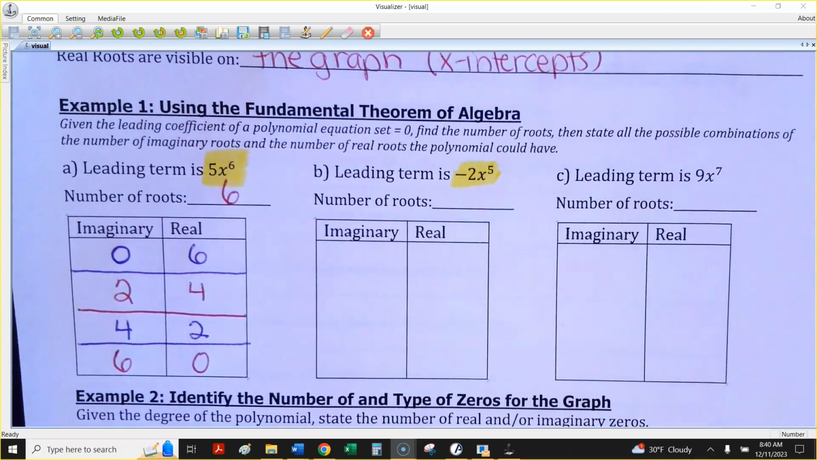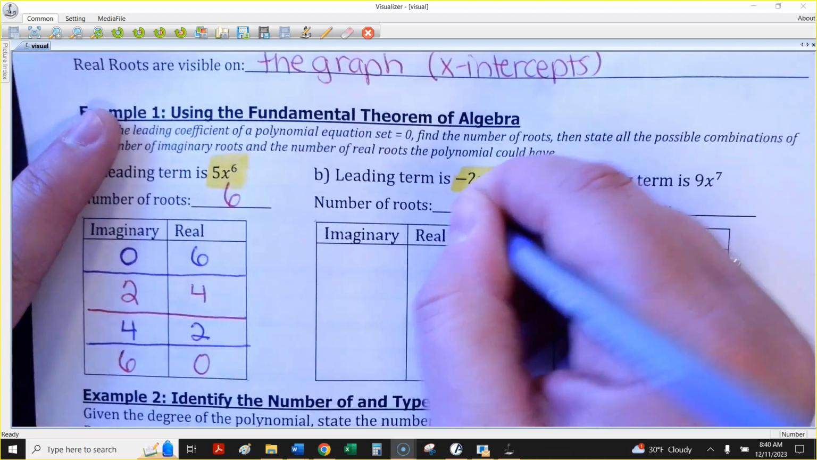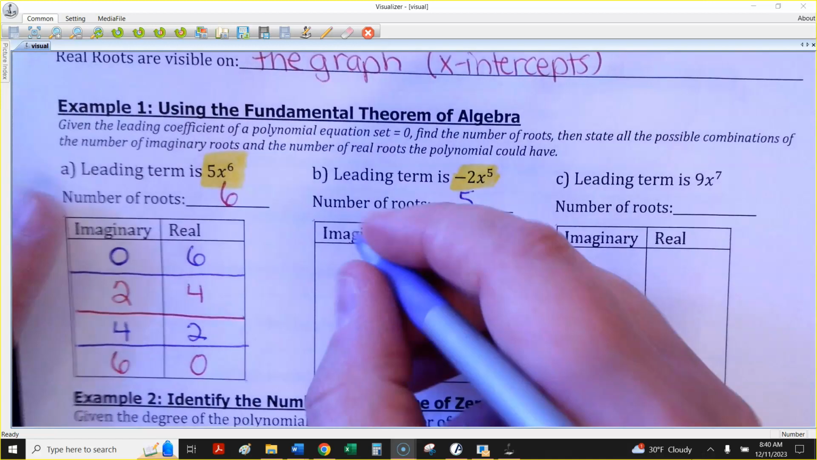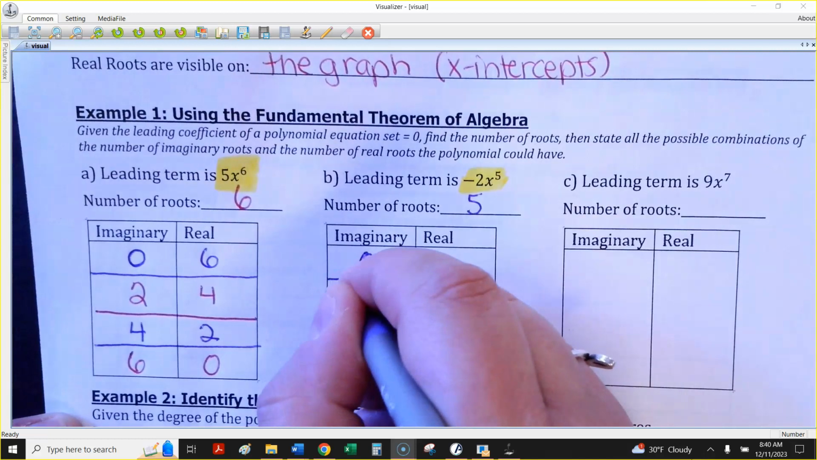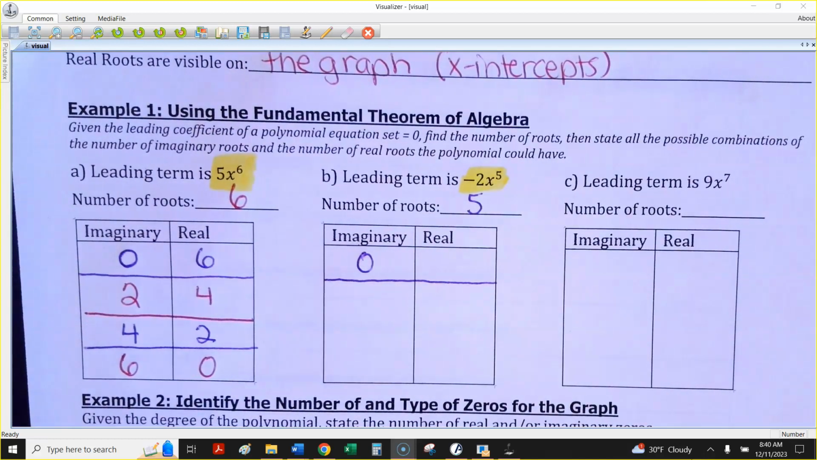So how many total answers would a polynomial that starts with negative 2x to the 5th have? How many total? Negative 2x to the 5th. How many answers would you have? 5. Okay, all right, now again, I'm just going to do imaginary first because they have to come in pairs. So I could have absolutely no imaginary roots. If I don't have any imaginary, how many real roots would we have to have? All 5 of them, right?